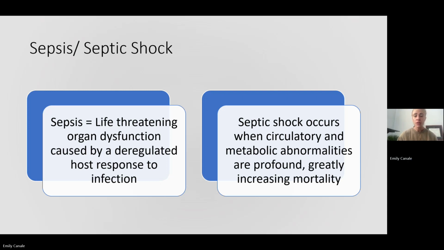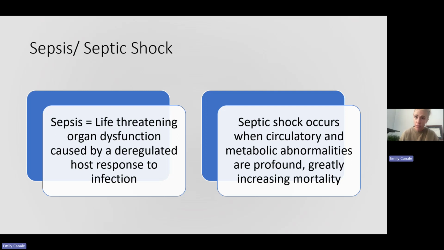So you are all semi-familiar with the term sepsis, at least, or septic shock. But if I am thinking sepsis, I do want you to think that this is life-threatening. In the United States, a lot of people die from sepsis. A lot of people die from infections.